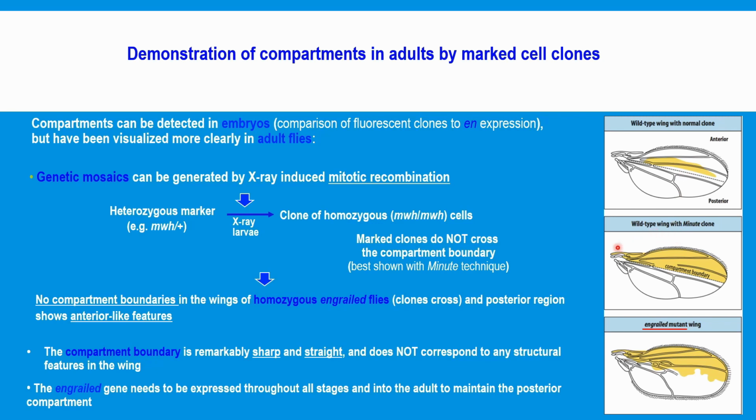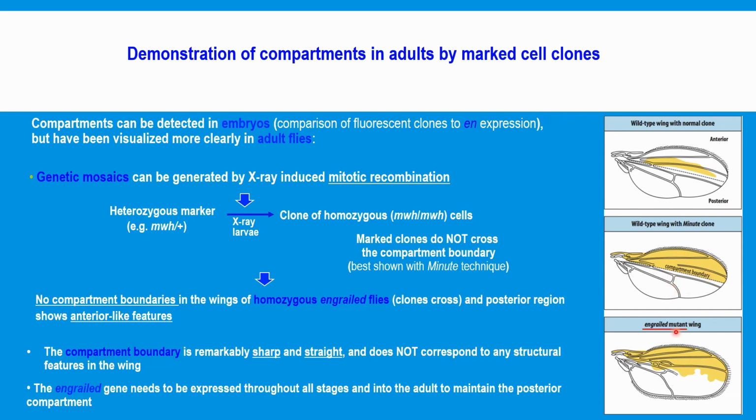If they did this experiment in the Minute background and they made a clone of cells here, this clone would, because it was healthier than the Minute cells surrounding it, take over. And what they saw was that it would take over only within this compartment. It would never cross from the anterior compartment to the posterior compartment of the wing, right?